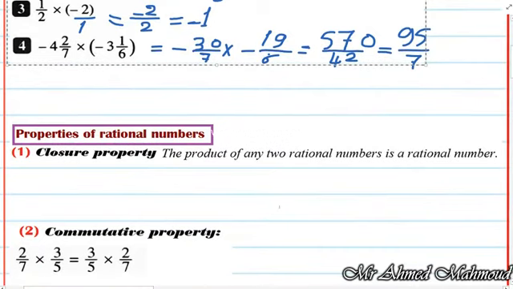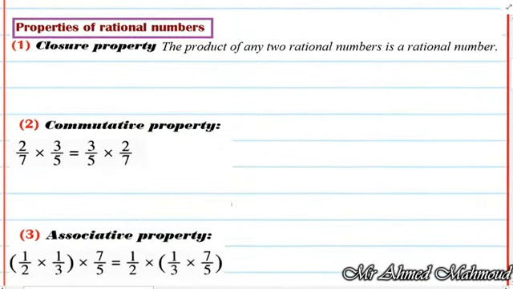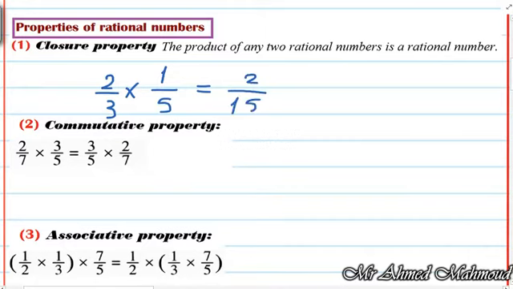Next, now I'm going to explain the properties of rational numbers. The first property is the closure property, that the product of any two rational numbers is a rational number. For example, 2 over 3 times 1 over 5 equals 2 over 15. 2 over 15 here belongs to Q, and this is the closure property, which means when we multiply two rational numbers together, the result is a rational number.